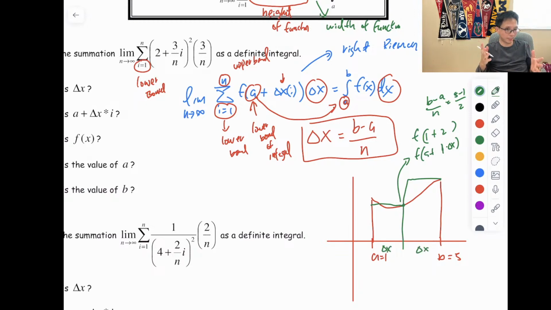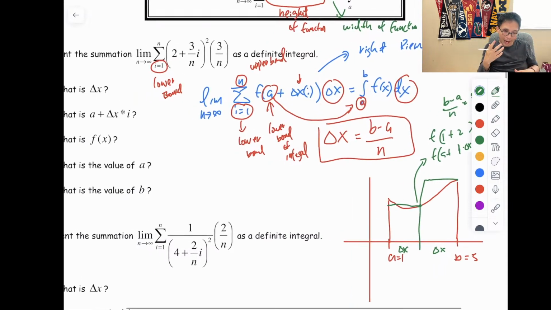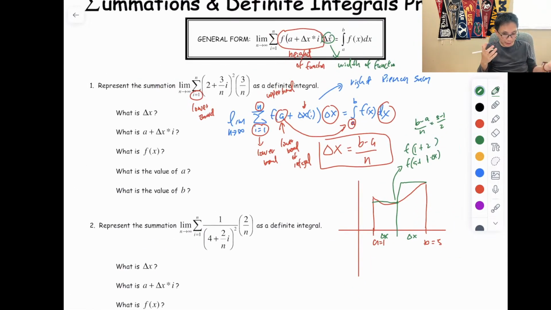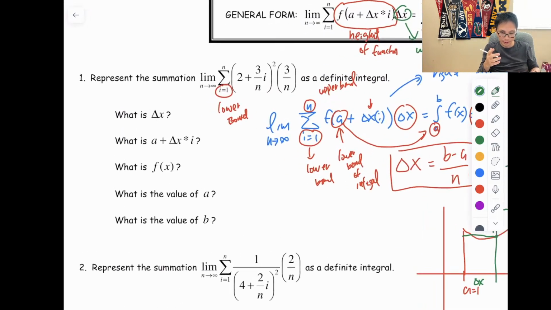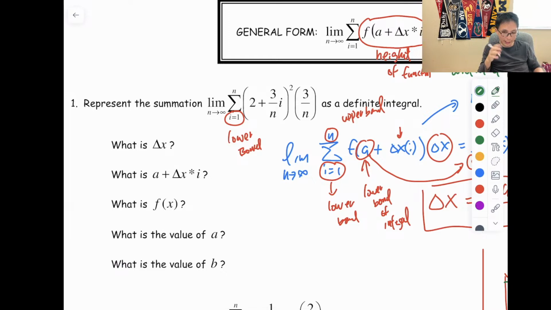You multiply each time. Now, the idea is I want to break it into an infinite amount of pieces. Now, let's figure out these small things first. We're going to use this question. In this situation, can you represent this function as a definite integral? So what would a be here?